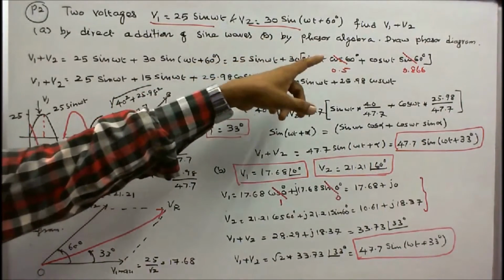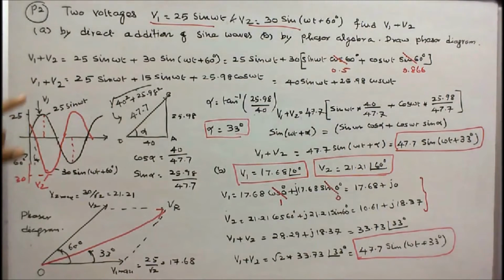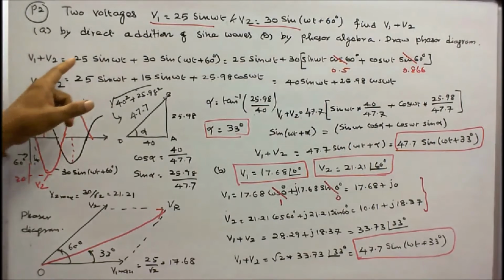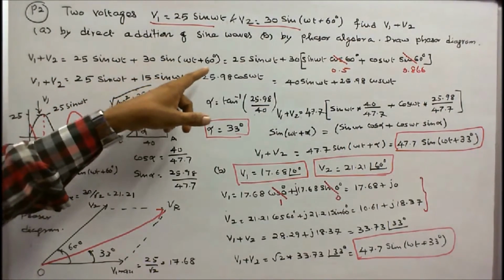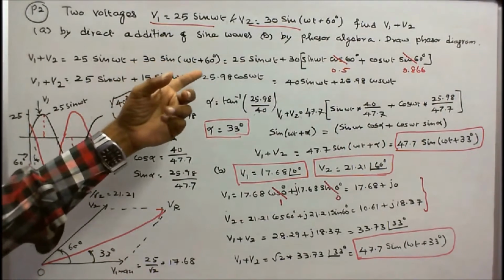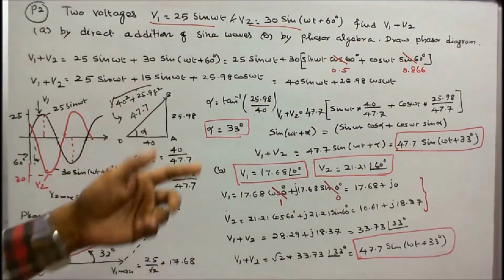by direct addition of sine waves and by phasor algebra, and draw the phasor diagram. That's the question. By direct addition of sine waves, V1 plus V2 is equal to 25 sin omega t plus 30 into sin (omega t plus 60). This is sin (A plus B). Sin (A plus B) is equal to sin A cos B plus cos A sin B.